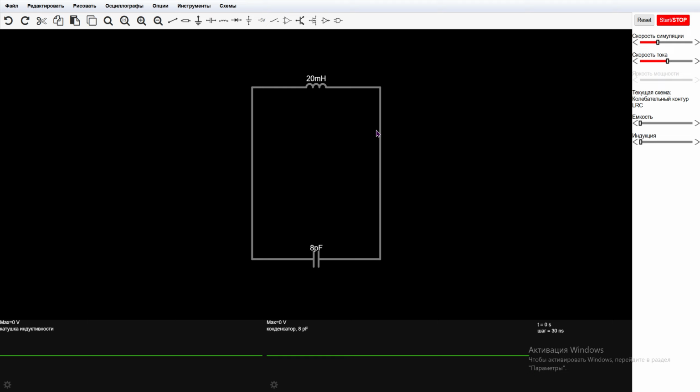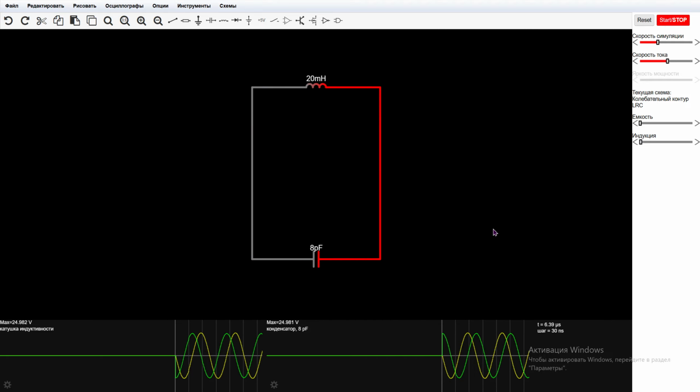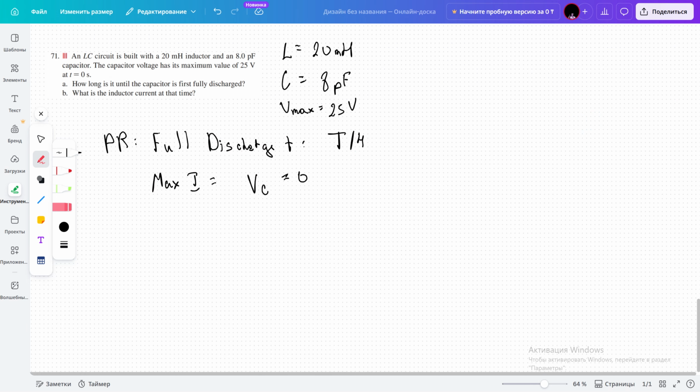Let's check it on Falstad. I built the same circuit but changed the values. So let's watch. Here we can see that the capacitor is discharging at a quarter of the period, so the full discharge time will be equal to a quarter of the period.